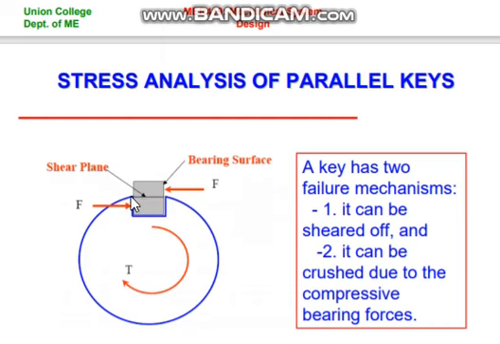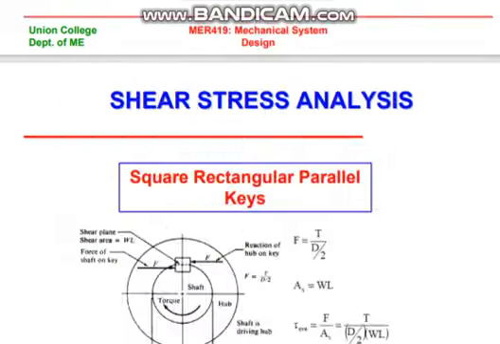If this is W and the length is L, so W into L will be the shearing area. And also it can be crushed due to the compression bearing. Crushed means, if the force is coming like this, then this half of it, that means T by 2, with length L, will be the resisting area against crushing. Those are the two types of failure that we considered while designing the key.